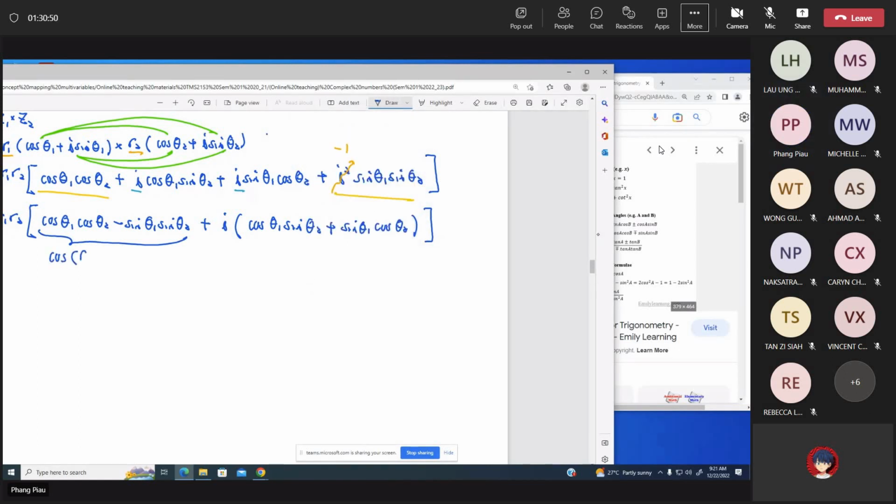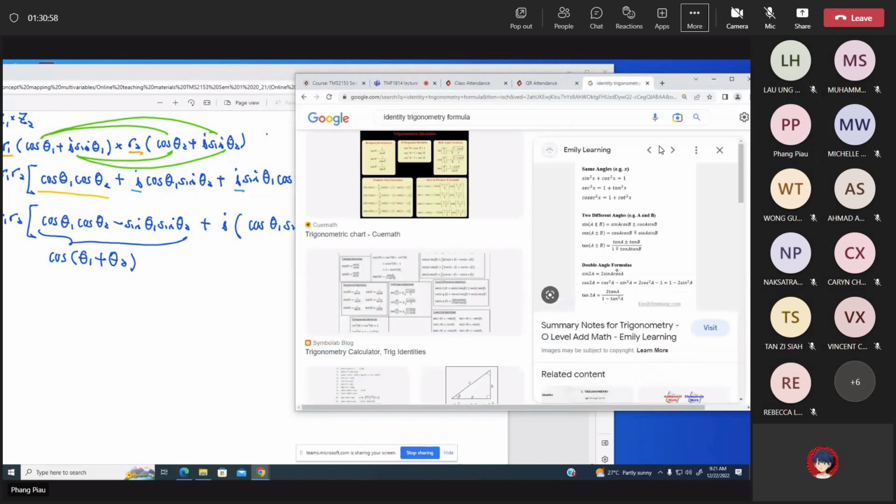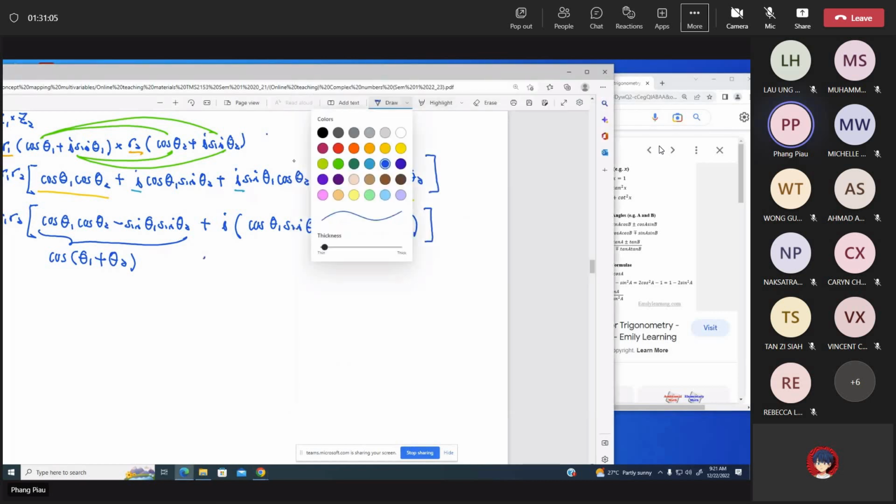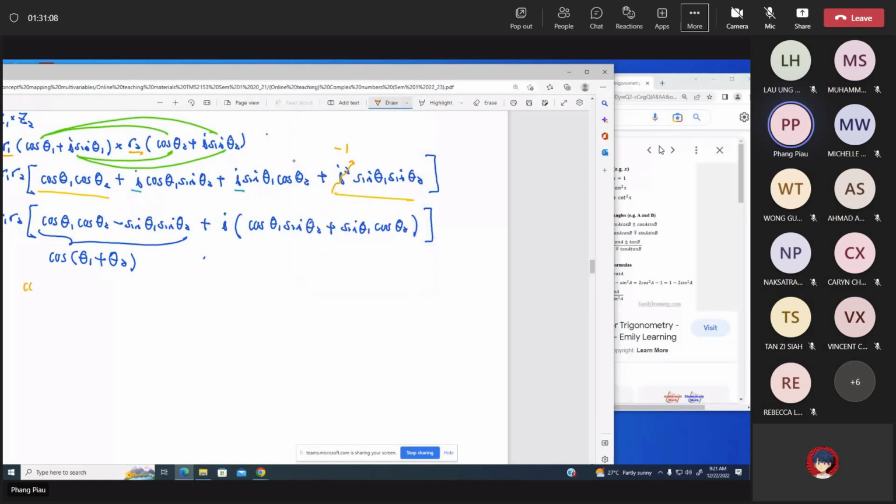as cos theta 1 plus theta 2, because here we are actually using the second formula. If you really want to write down the formula that we use, it is actually cos(A plus minus B) equals cos A cos B minus plus sin A sin B. We are using this for the first one.